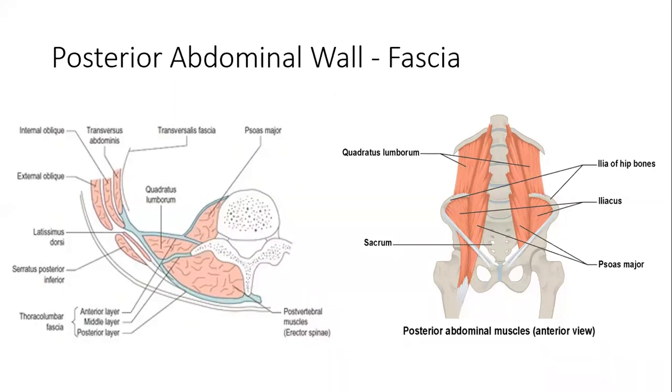Okay. Similar is the case in the posterior abdominal wall. This deep fascia lining is a single continuous lining, and in some regions of the posterior wall it is sending septa and hence dividing the different muscles into compartments.